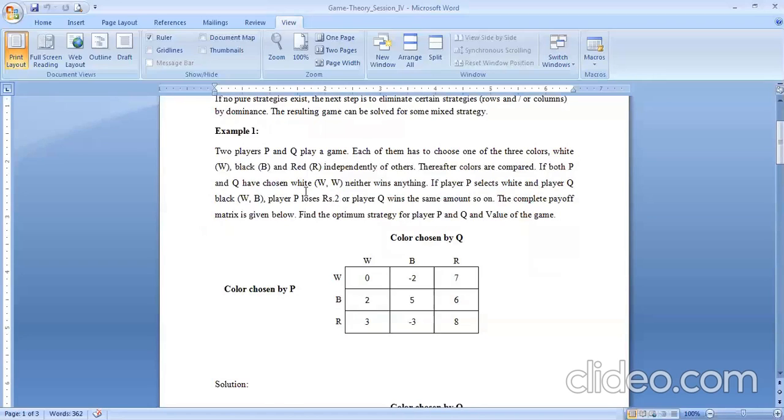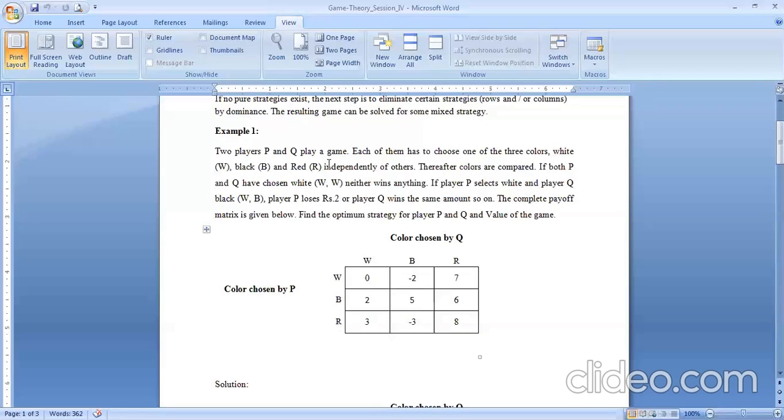Please remember, in the problem the two players are going to choose one of the three colors, white, black, and red. So white, black, and red are the strategies for both player P and player Q. The rows and columns indicate W white, B black, and R red. Similarly, W, B, and R are the strategies for player Q.